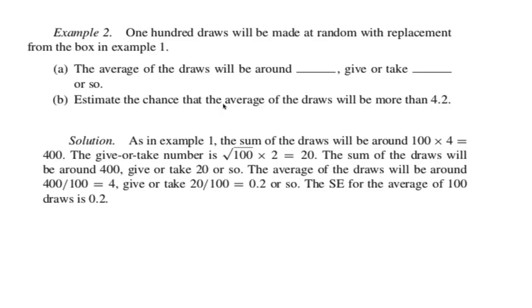The SE for the sum is root 100 times 2, which is 20. So that means that if I pick out 100 tickets, I expect the sum to be 400, with the error being around 20 or so. Again, to find the average, we divide everything by the number of draws. So 400 divided by 100 is 4. The error, 20 divided by 100, is 0.2. So if I pick 100 tickets, I expect my average to be 4 and the error to be about 0.2.